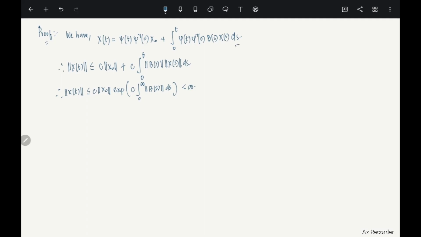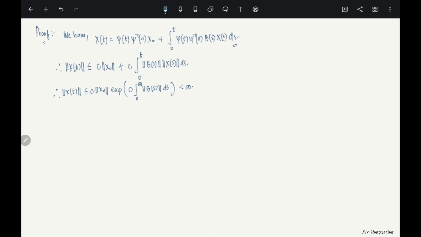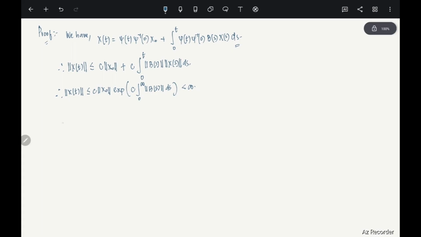Once you write this part, in the other part, what we did individually, we showed that the fundamental matrix and the inverse of the fundamental matrix norms are bounded. Here, it is given that phi t times phi inverse of 0 is bounded. So we just use that bound. Nothing doing here, it's very trivial. I mean, it's not very difficult actually. Okay.